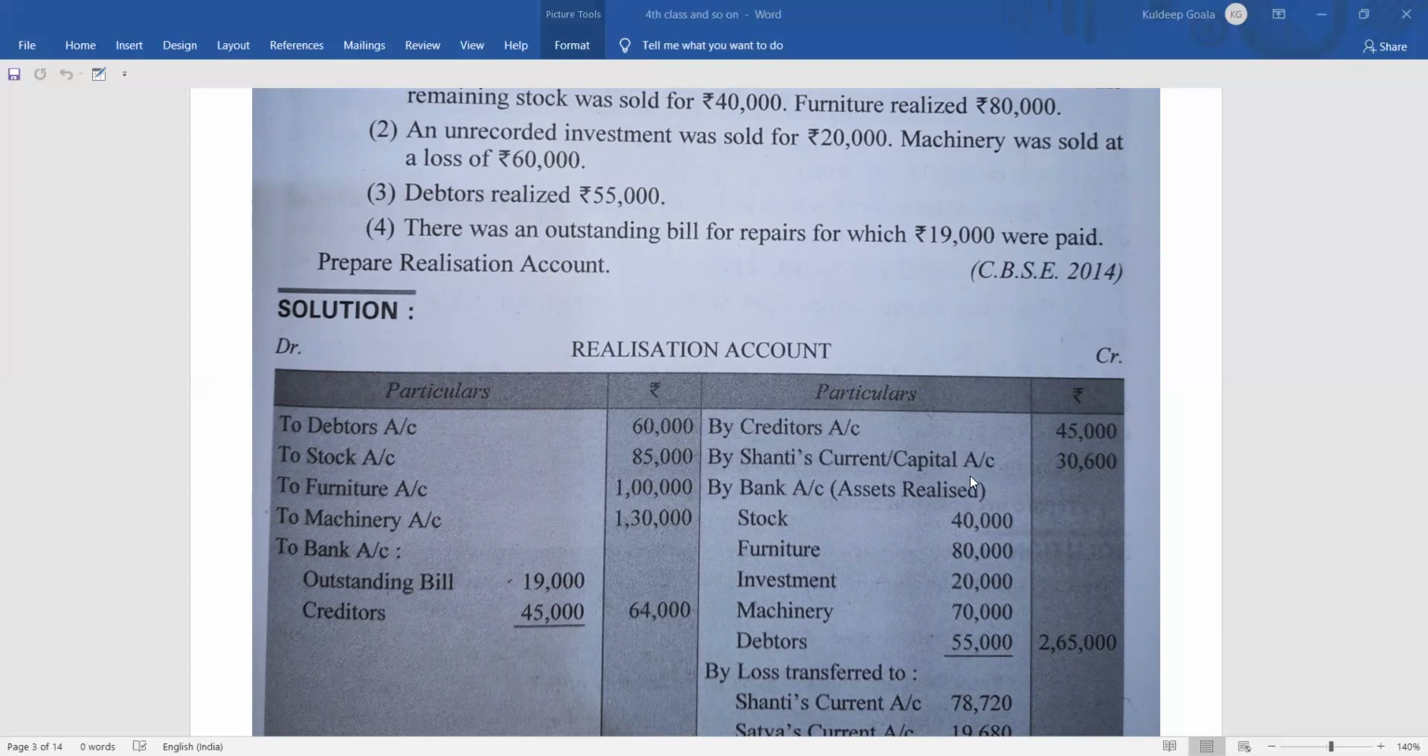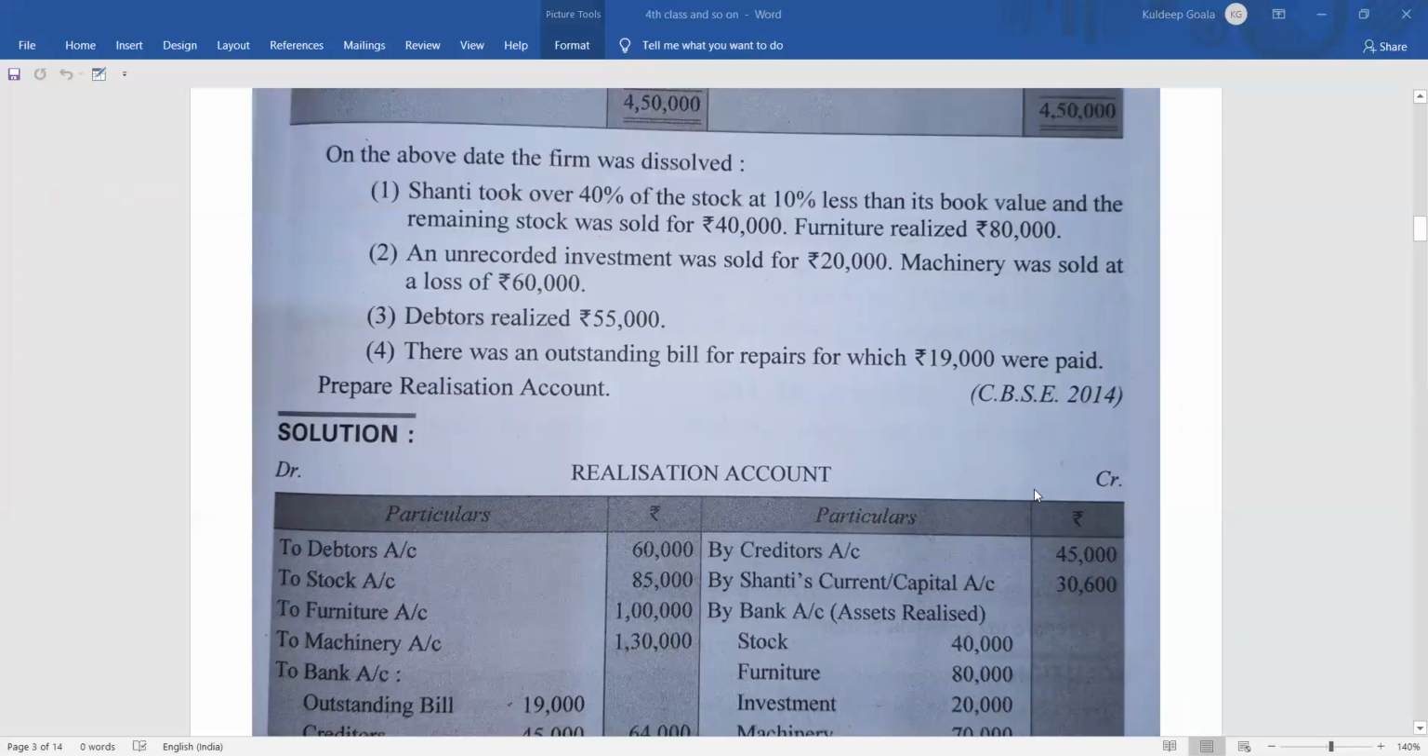So only in case of dissolution. So what will happen? By Shanti's, we will mention it current account. Current account how much? 30,600. In the bracket you can mention stock taken over.